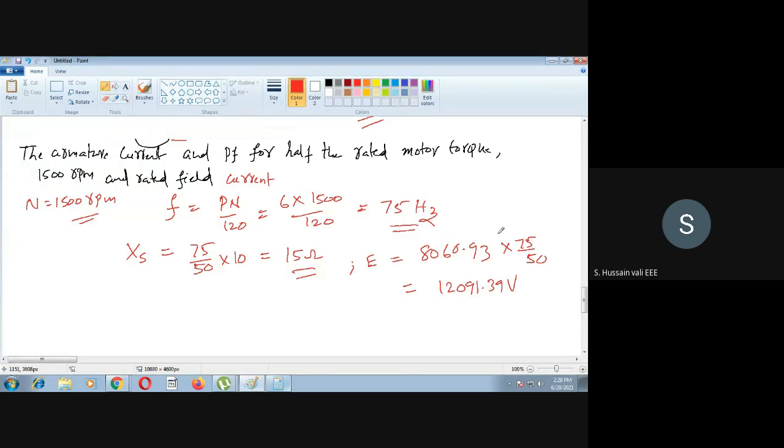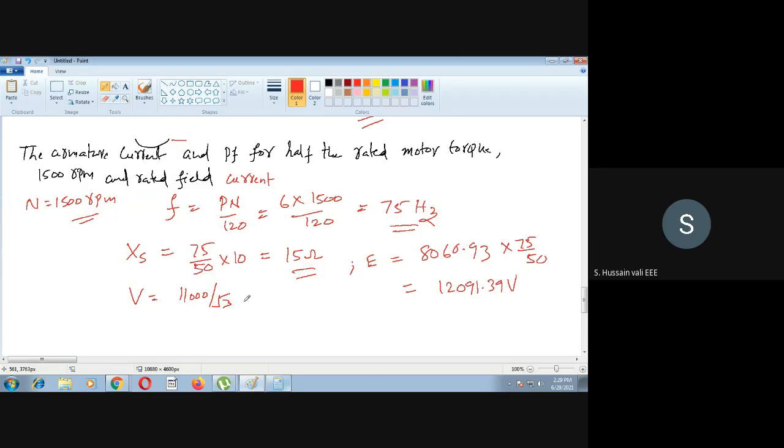Now what is the voltage here? What you must understand here is that we have seen that when you are increasing the frequency above the rated value, you maintain the voltage constant. So this is your rated voltage. Once you got this rated voltage, now you will see the question.